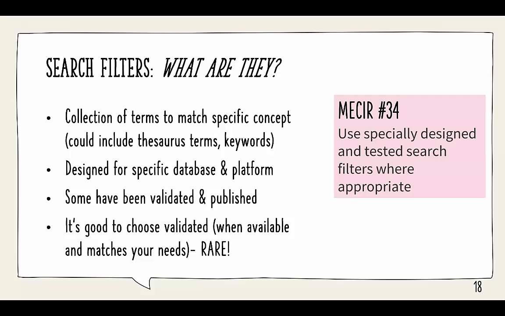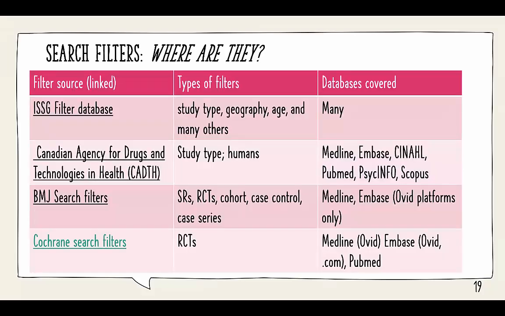So where do you find these? On the handout, I put a list of four different collections of these, with the very first one being the ISSG filter database. They're trying to collect filters, whether they're validated or not, and some have been published on and some haven't. You'll see study type, geography, age, lots of different things in there. And they organize them by the topic and then by the database.